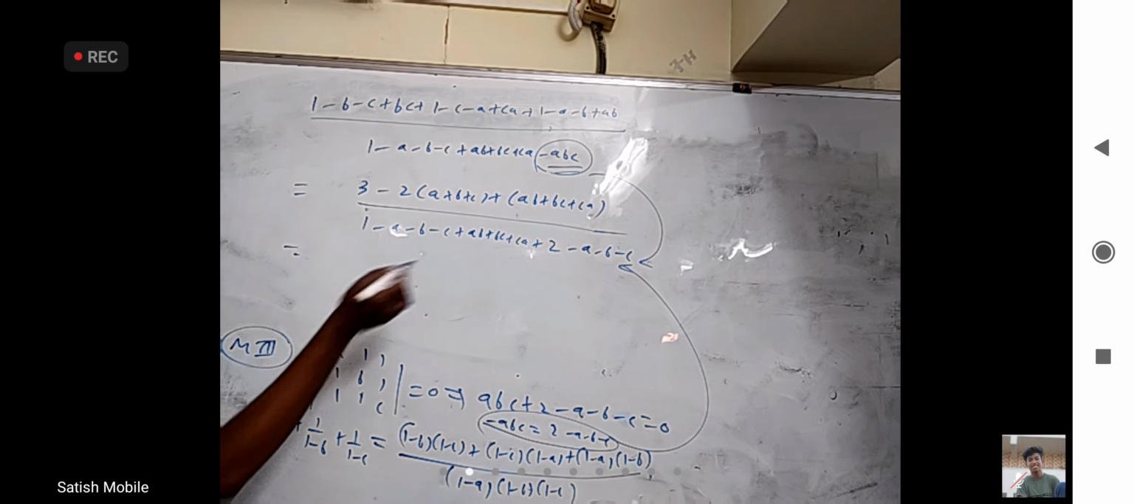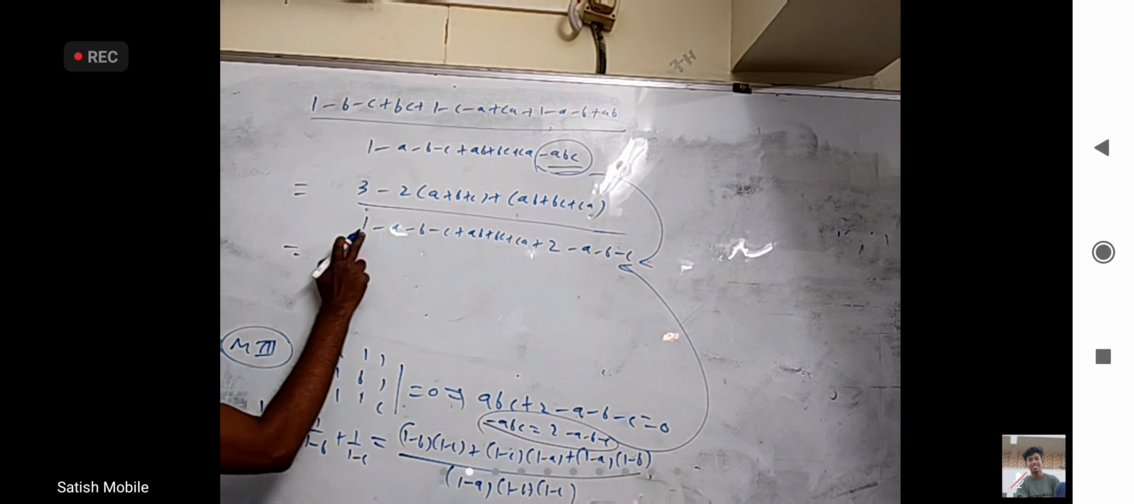Now you can see numerator and denominator are the same because 1 plus 2 is 3. This is there once here, that is this and this is same. 3 minus 2 times (A plus B plus C) plus AB plus BC plus CA, by 3 minus 2 times (A plus B plus C) plus AB plus BC plus CA. They are equal, so it is 1. Okay.